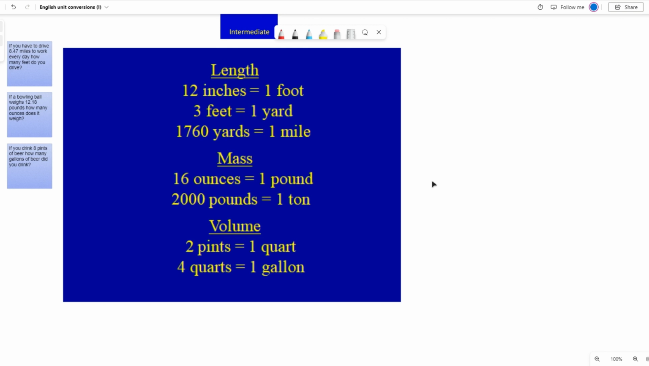Why are they what they are? It doesn't make much sense. I'll talk a little bit about how they were developed, but they don't make a lot of sense. For mass, it's 16 ounces in 1 pound and 2,000 pounds in 1 ton. And then for volume, it's 2 pints is equal to 1 quart, and 4 quarts are equal to 1 gallon. So, how are some of these terms derived and figured out?